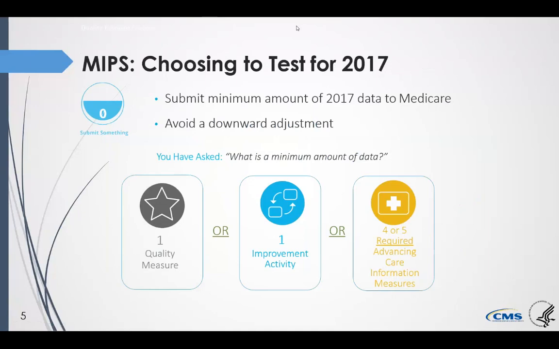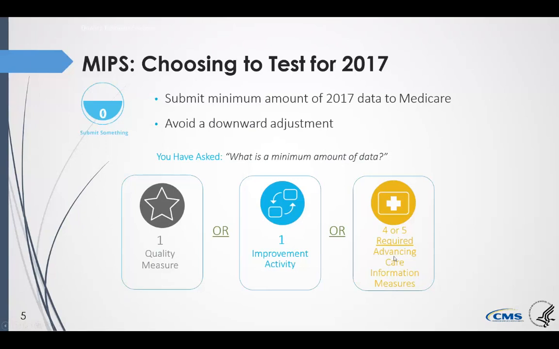So in choosing a test for 2017, you can select a minimum amount of data reporting. The minimum amount of reporting that's needed is 1 quality measure, which includes 6 metrics, 1 improvement activity, and 4 or 5 advancing care information measures.